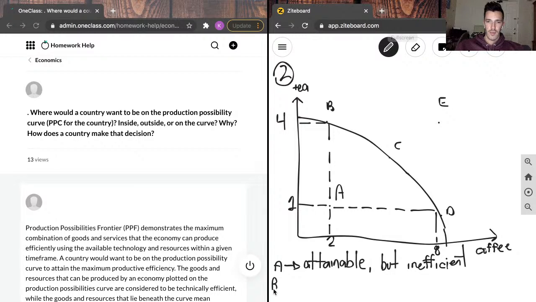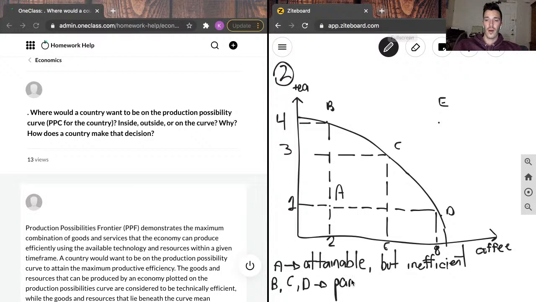So this brings us to points B, C, and D. So we're going to draw numbers for C. Maybe we'll call that 6 coffees and 3 teas. So B, C, and D are what are known as Pareto efficient or technically efficient points. And Pareto efficiency is when you cannot have more of one good without giving up some of another good. More generally, Pareto efficiency is a state when you cannot make one more person better off without making somebody else worse off. Pareto efficient.